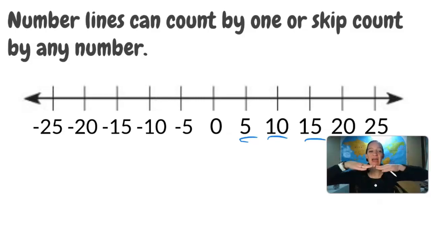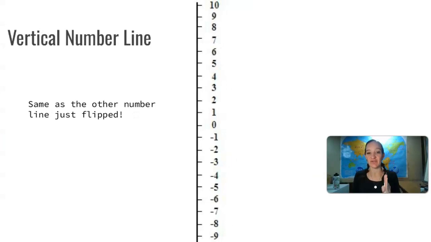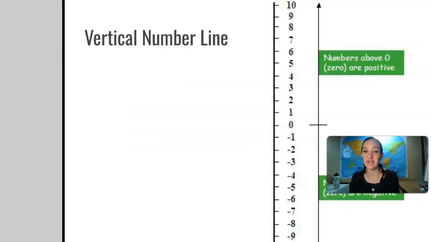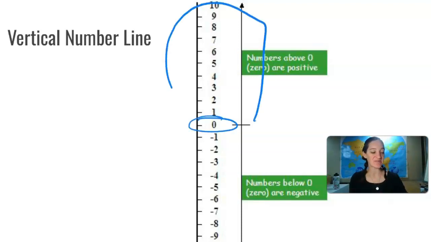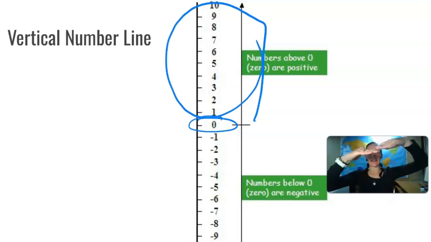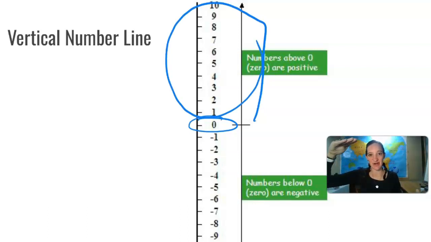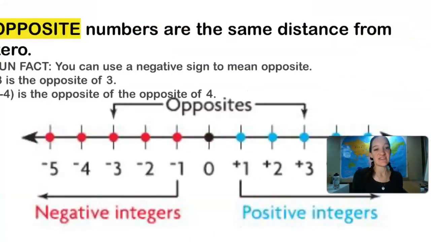Number lines don't have to always be horizontal. Number lines can also be vertical. And when you see a vertical number line, it's the same as a horizontal, it's just flipped. You still have 0, but now your positive numbers are above and your negative numbers are down below. So those are all the types of number lines that you're going to see in this chapter.